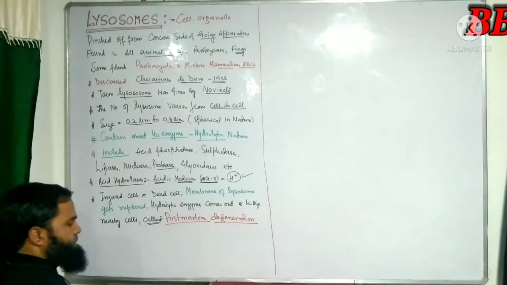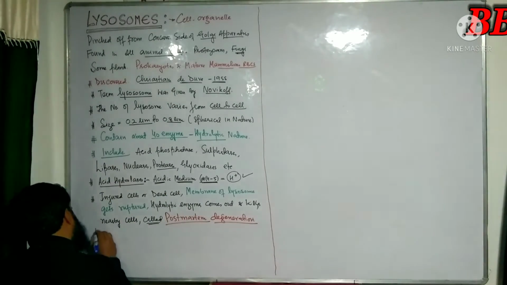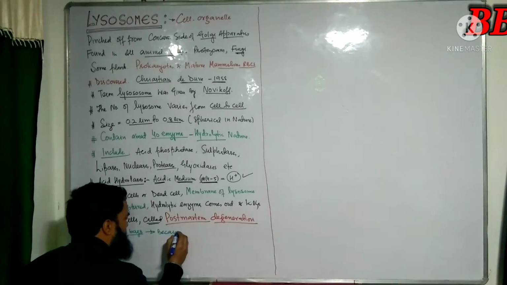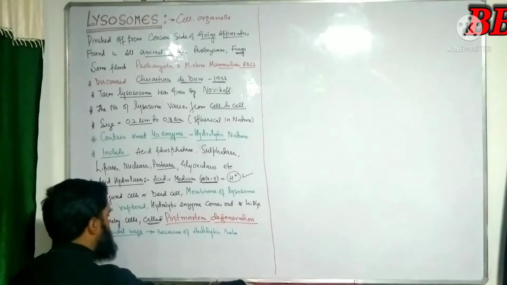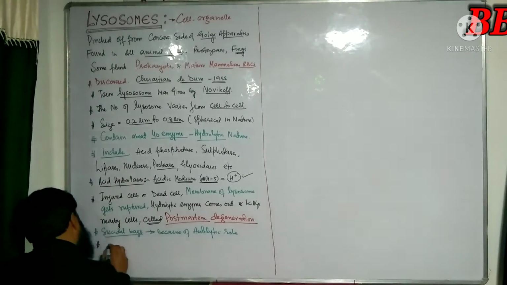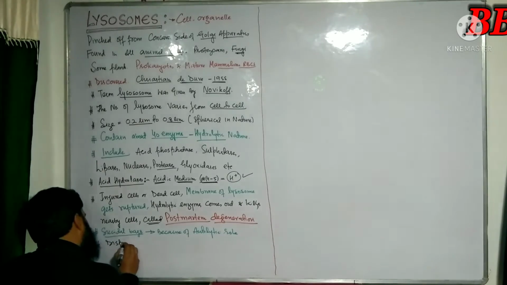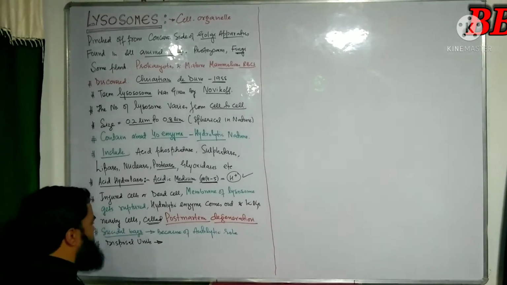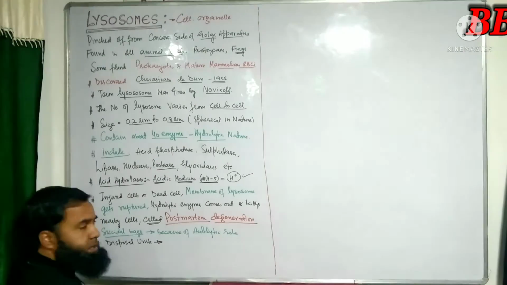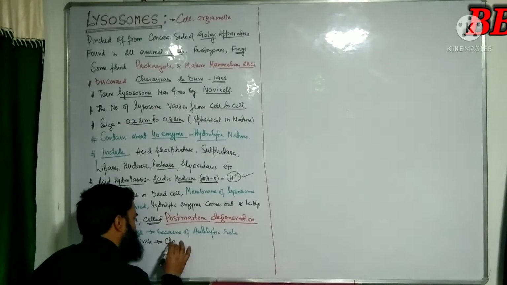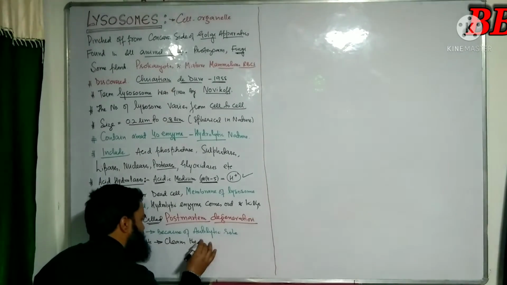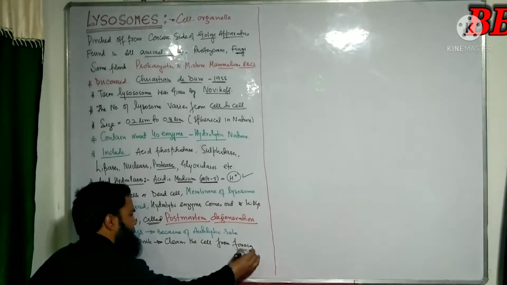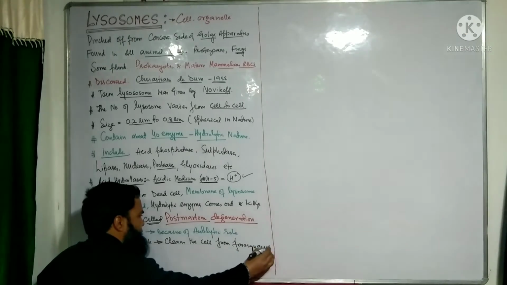Plus some more information regarding the lysosome. Lysosome is called the suicidal bag because of its autolytic role. It is also called the disposal unit, as it cleans the cell from foreign agents.